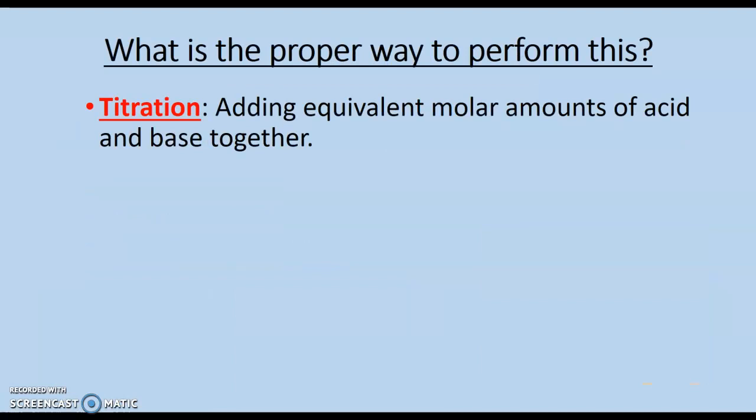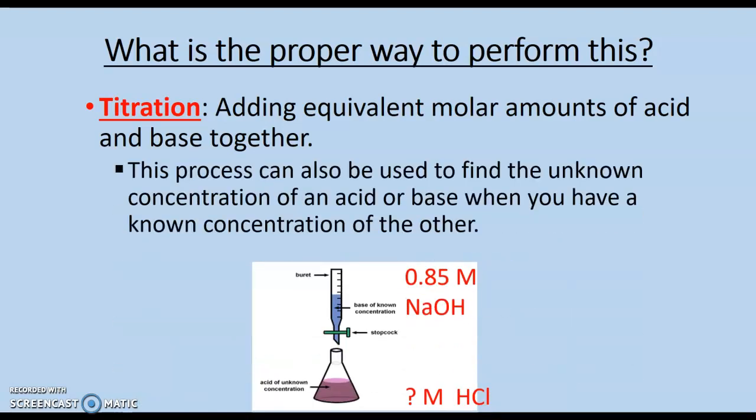So what is the proper way to perform a neutralization reaction? We call it a titration. This is where you're going to add equivalent molar amounts of acid and base. So we'll talk about what that means. Sometimes we also do this process because there is a substance that we don't know the concentration of. So then we will use a known concentration of the other.